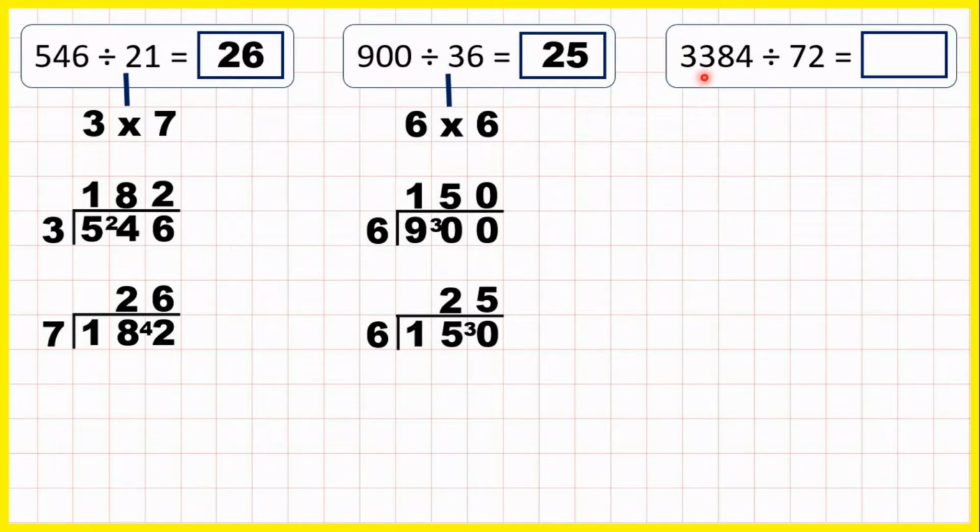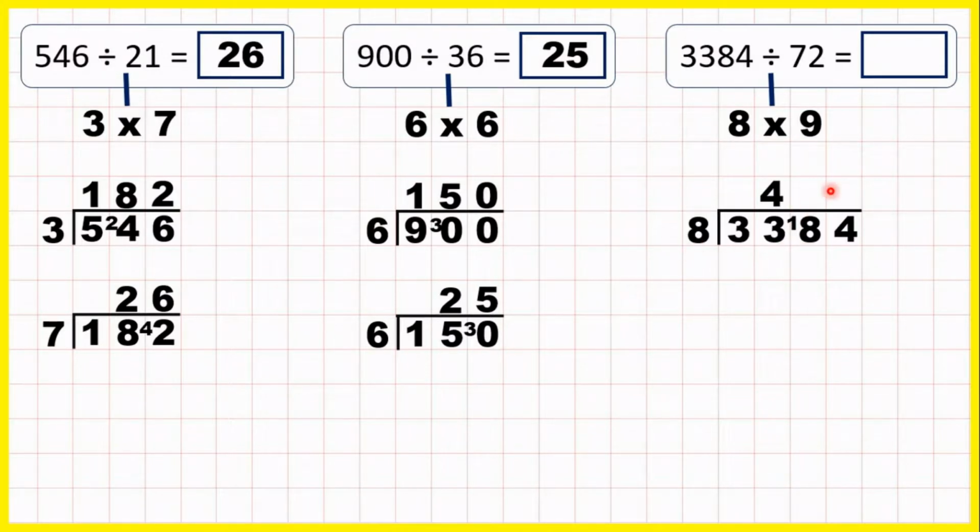Now 3,384 divided by 72. For 72 we can use 8 times 9, so we can divide by 8, then take our answer and divide it by 9. So to start we have 3,384 divided by 8. Taking the first 2 digits together, 33 divided by 8 is 4 remainder 1, 18 divided by 8 is 2 remainder 2, and 24 divided by 8 is 3.